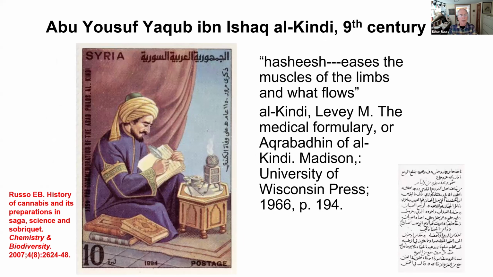Of course, one of the main uses, the approved use of Sativex or nabiximols in 30 countries, is for treatment of spasticity in multiple sclerosis. Well, this benefit may have been described 1500 years ago. This is from what is now Syria. Abu Yusuf Yaqub ibn Shaq al-Kindi was commemorated with this stamp, who said, quote, hashish eases the muscles of the limbs and what flows. Now, this might mean various things, but my suspicion is muscle relaxation.